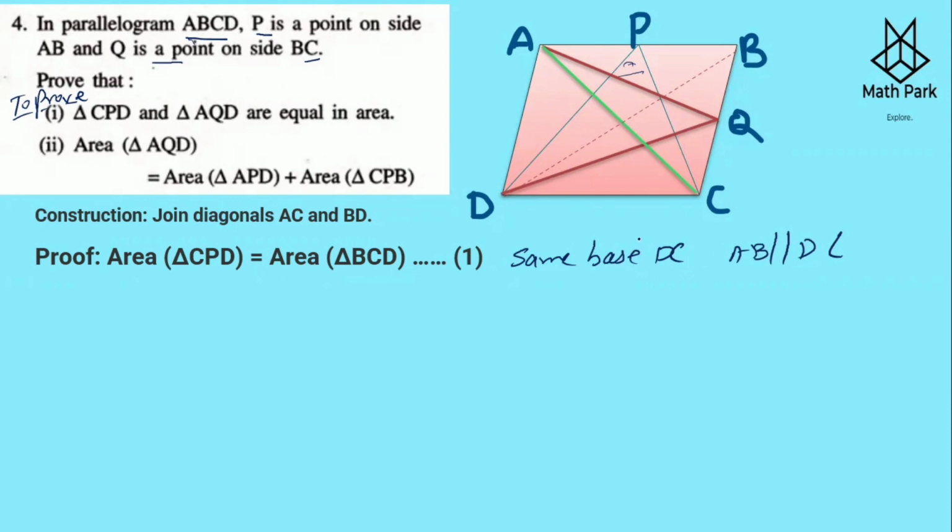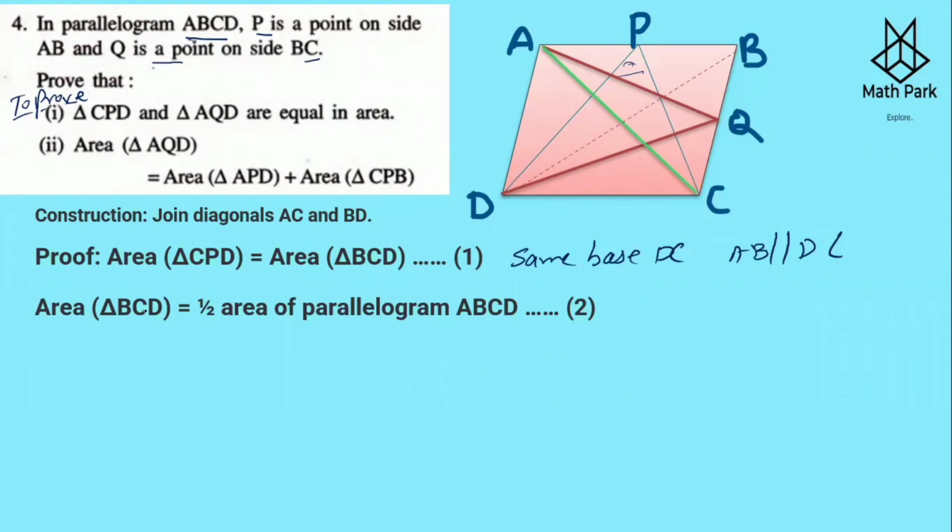So here, CPD and BCD have the same base, which is DC. Next, the area of BCD is equal to half the area of parallelogram ABCD because BD is a diagonal, and the diagonal of a parallelogram divides it into two congruent triangles. So the area of BCD becomes half the area of the entire parallelogram ABCD.